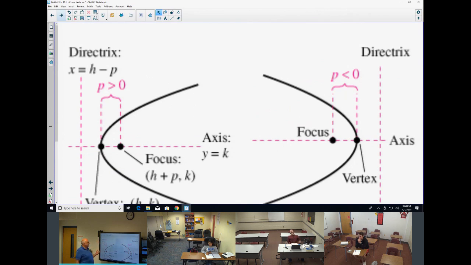Now, if it's the y that's squared, then it opens left and right. And so if you have a positive P, then you'll measure over to the right, and your parabola will open to the right. If the P is negative, you'll go to the left, and then the parabola will open to the left. So whichever way, you do the focus first, and then you measure the same distance in the opposite direction to get the directrix. So the directrix is the line. If it's vertical, its equation is x equals something. If the directrix is horizontal, its equation is y equals whatever.